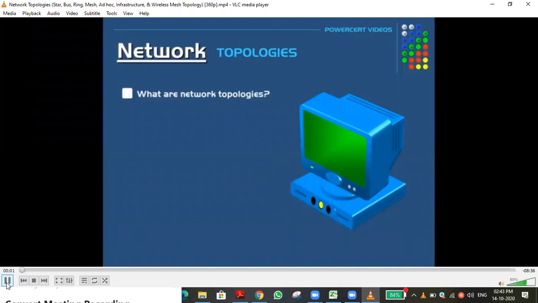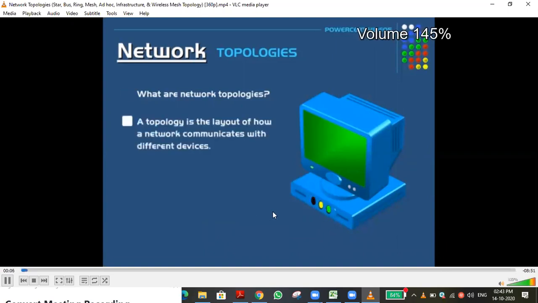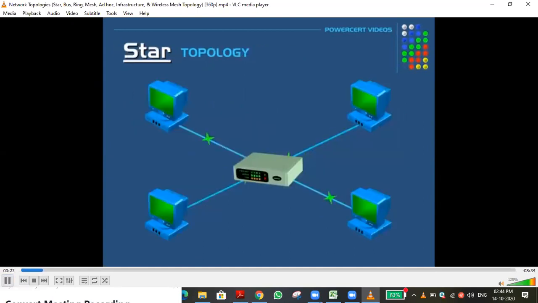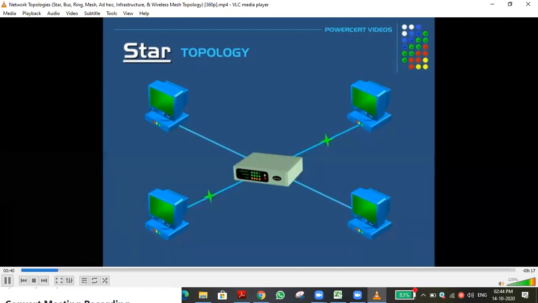Topologies. So that's what we're going to talk about in this video. Now, a topology is the layout of how a network communicates with different devices, and there are a couple of different categories of topologies. There's wired and wireless. So we're first going to talk about the most common wired topologies. And the most common wired topology that's used is the star topology. Now, in a star topology, all computers are connected to a central wiring point, such as a hub or a switch. All data on a star network passes through this central point before continuing to its destination.